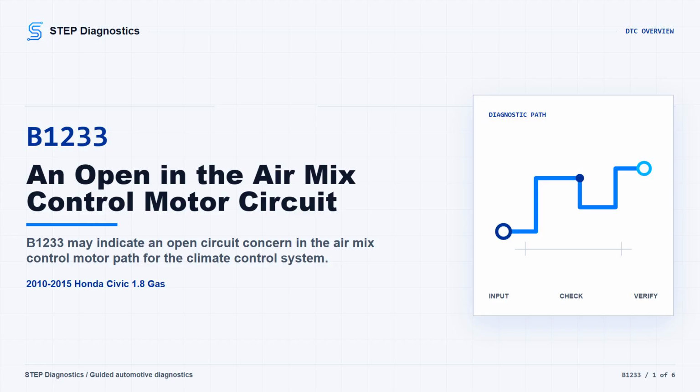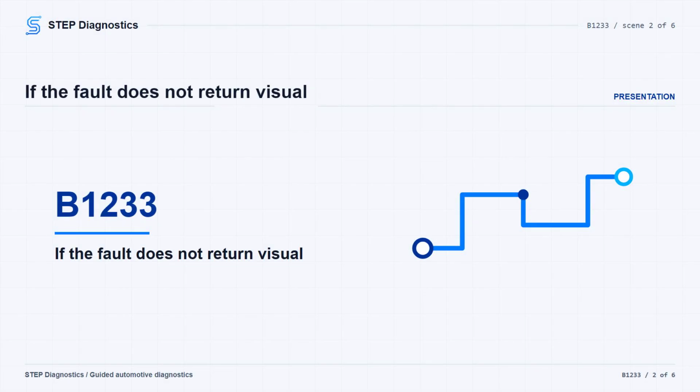Start by proving the fault is active. Clear the DTC with the HDS. Turn the ignition switch to LOCK (0), then back to ON (II). Run the self-diagnostic with the HDS or the climate control unit and check whether the same air mix circuit fault comes back. If the fault does not return during that recheck, treat it as an intermittent failure.